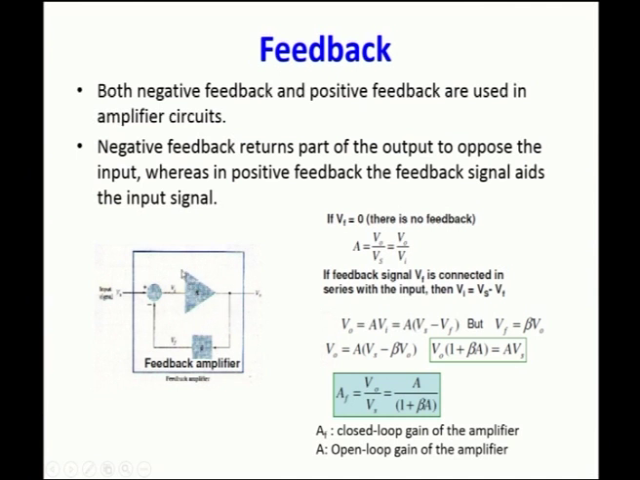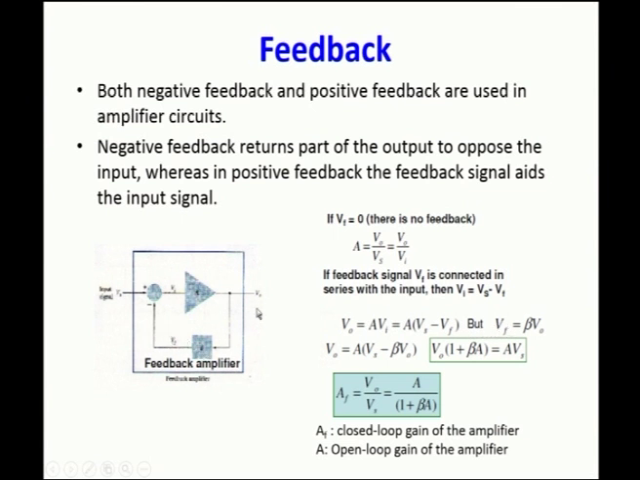This triangle represents the amplifier and this square represents the feedback circuit. The gain of the amplifier is represented as A, and the gain of the feedback is represented as beta. Now the output voltage of the amplifier with the feedback network can be written as A into Vi, and what is Vi? It is Vs minus Vf. So, substitute Vi as Vs minus Vf, but what is Vf?